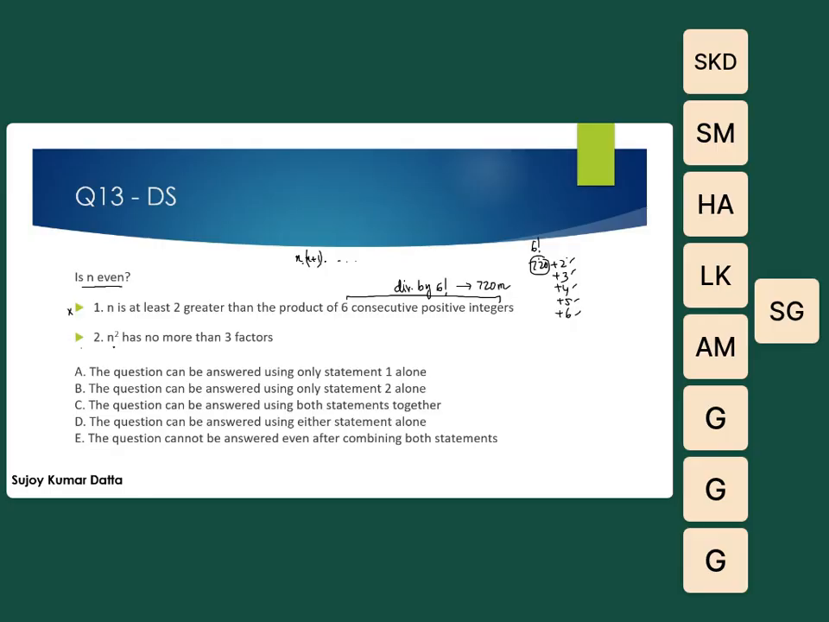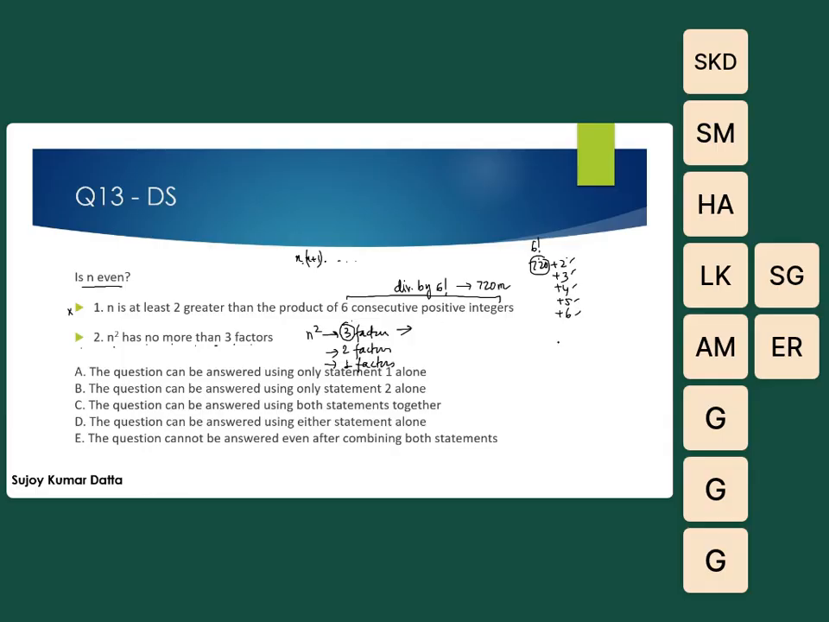Statement 2 says n square has no more than 3 factors. Means what? n square can have 3 factors, 2 factors, or 1 factor. It can't have no factors. If it has no factors, then n is 0, so we are discarding that. Now how can you have 3 factors?